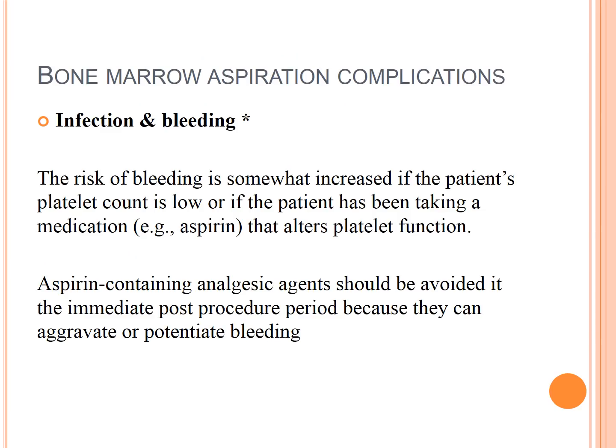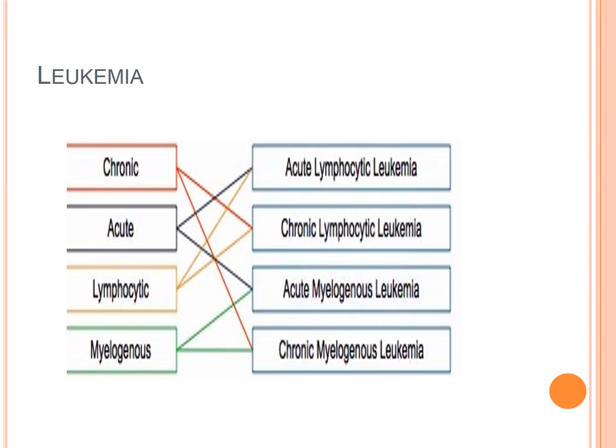So just reiterating, the big complications are infection and bleeding, and you're going to find that to be a common theme throughout this whole entire lecture. Infection and bleeding. So just jumping into the different types of leukemia, this is just a little graph to visualize it, but we'll go through each one here.